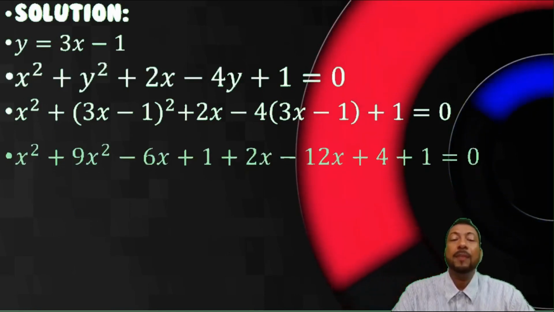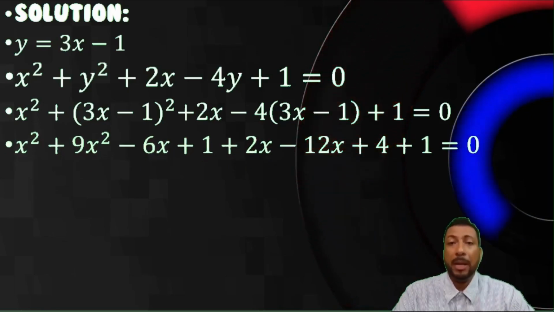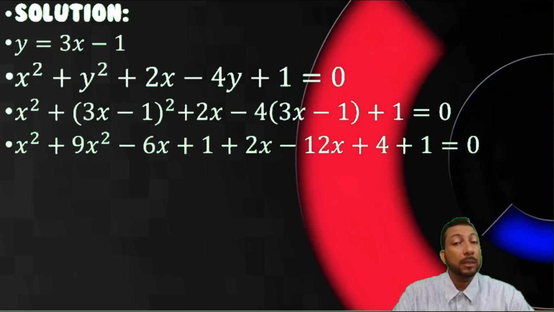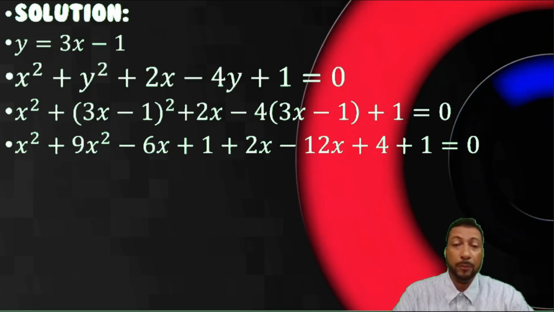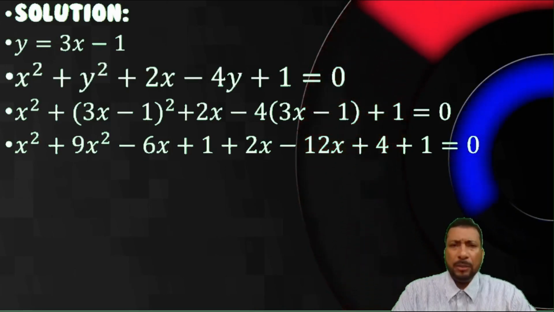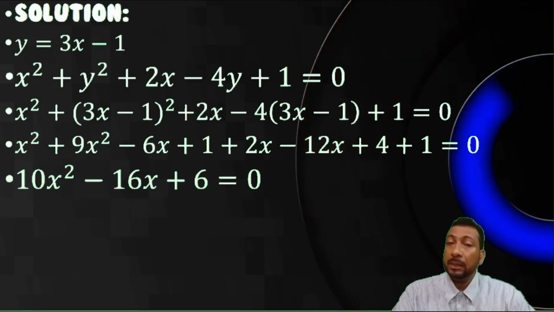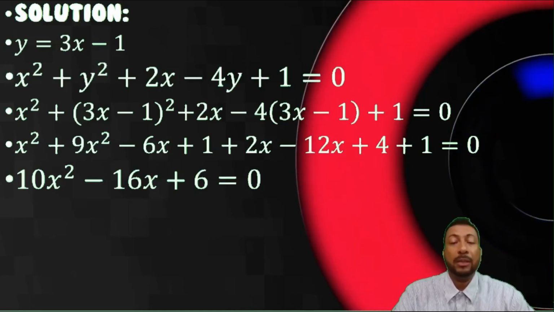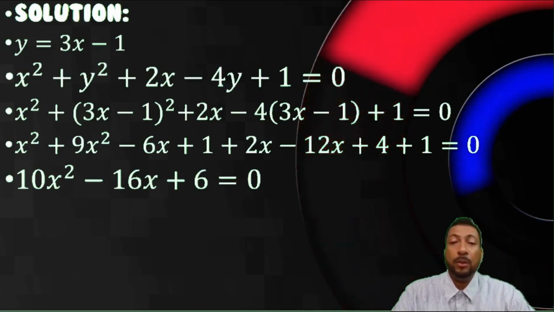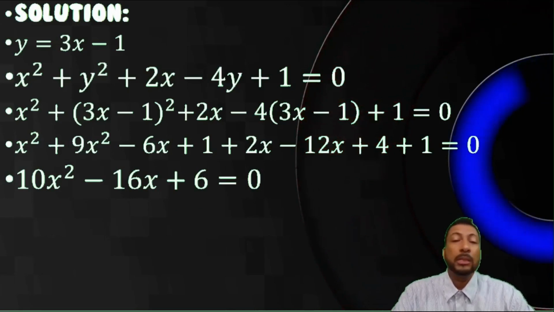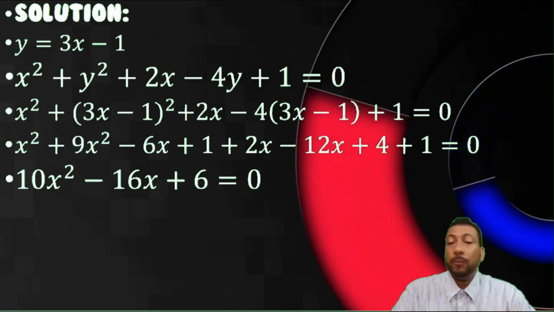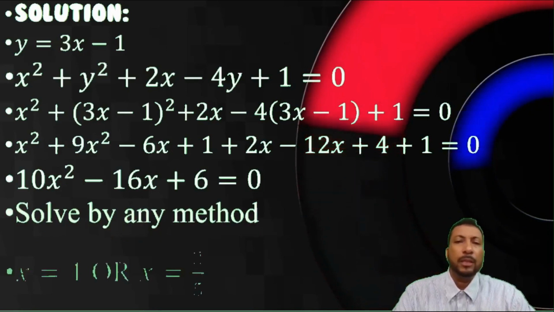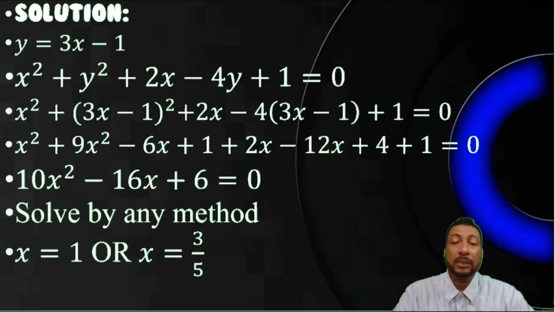Expanding brackets, I'll have x squared plus 9x squared minus 6x plus 1 plus 2x minus 12x plus 4 plus 1 is equal to 0. Collecting like terms, I'll have 10x squared minus 16x plus 6 is equal to 0. So now here I have a quadratic equation. You can solve this any way you like, using the quadratic formula, using factorization, or using the method of completing the square. Whichever way you do it, you will get that x is equal to 1 or x is equal to 3/5.